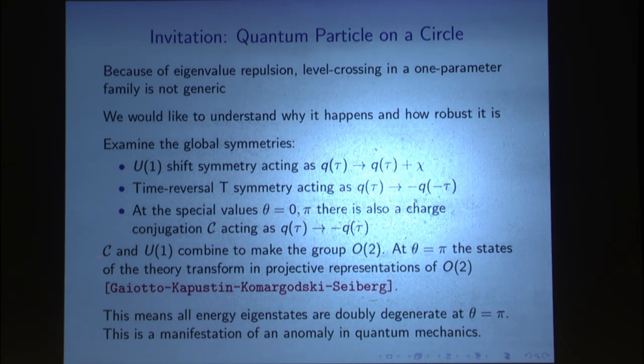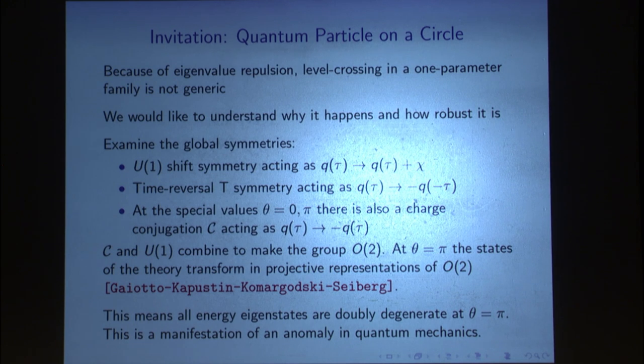Now, one way to understand the level crossing was provided in this paper here. What you do is you look at the group formed by C and U1 at theta equals pi and theta equals 0. So this is the group O2. But the action of this O2 is pretty interesting when you're at theta equals pi. So at theta equals pi, the states transform in a projective representation of this O2. So it means that not only is the ground state degenerate, but every energy eigenvalue is degenerate with degeneracy 2.